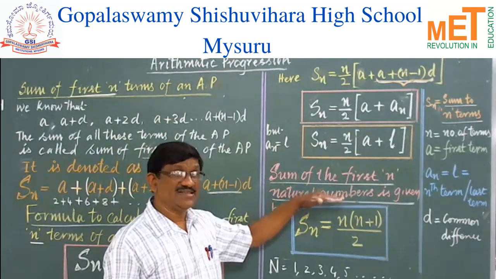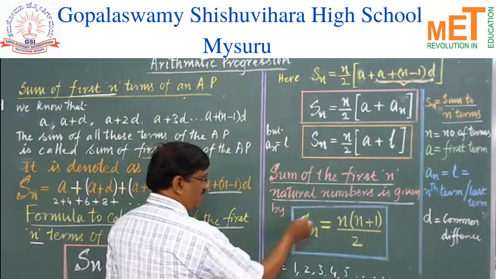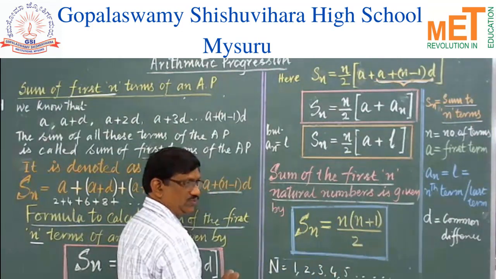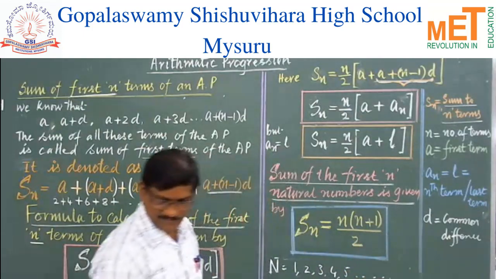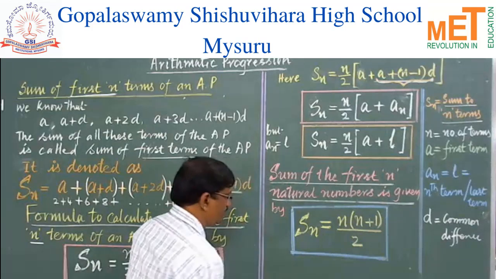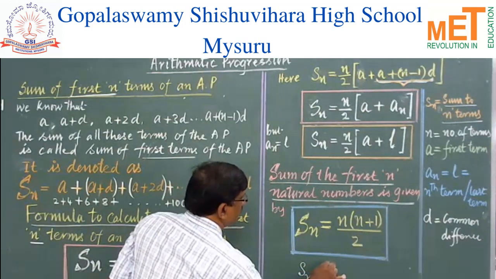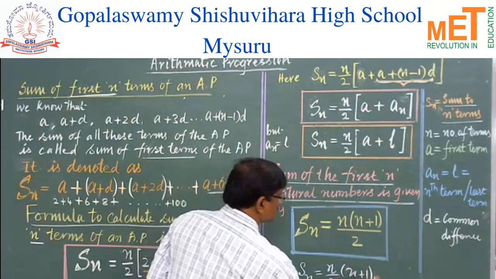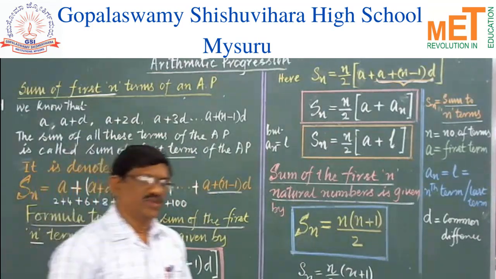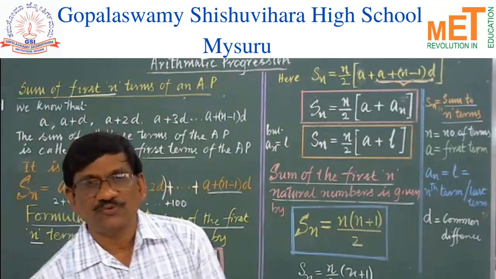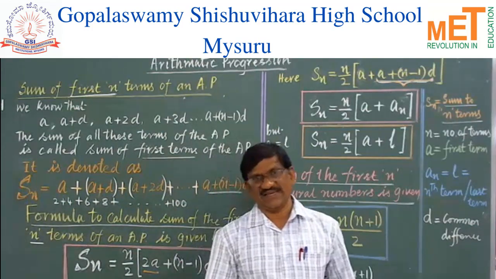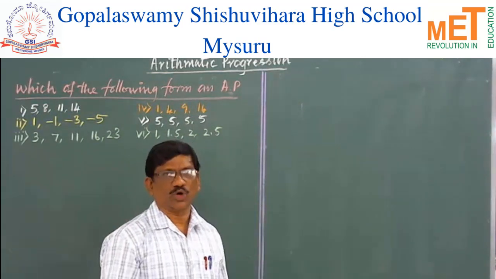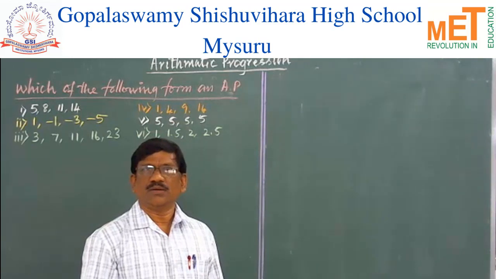Understood children? In that case, we have to use the formula Sn is equal to n into n plus 1 divided by 2. Or this can also be written as Sn is equal to n by 2 into n plus 1. This can also be written like this. Clear children? So these are the things we have to learn before going to work out the sums in the exercise.